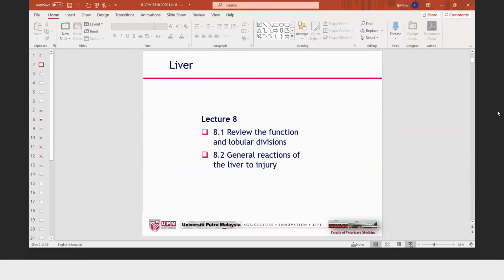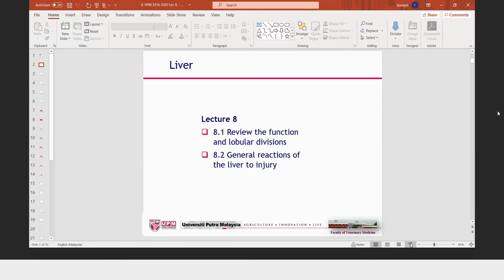Okay, so again, when we start with new topics or new organs, I'll start with a review of the function and the lobular division. I think the function is important because any abnormality of the function, such as the presence of a lesion in the organ, means something is disturbing the normal function of the organ. So knowing the function of the organ is so important, and then knowing how the organ looks, grossly and histologically, in this case referring to the lobular division.